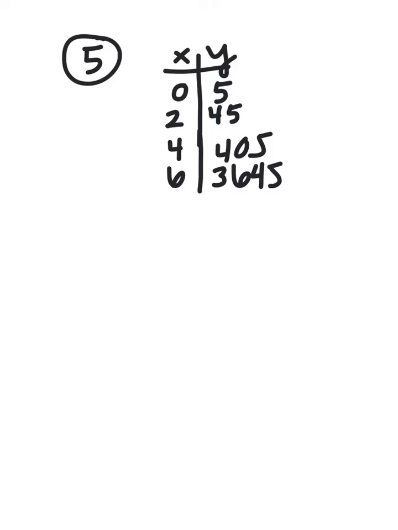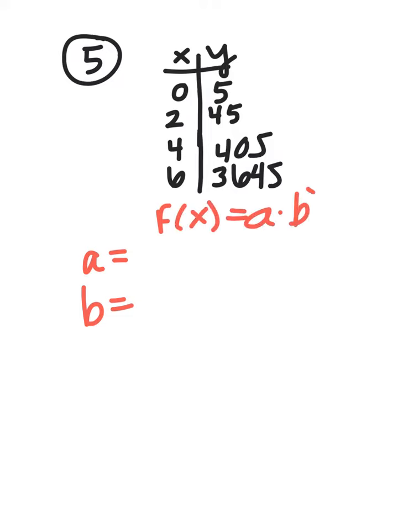Okay, so this problem asks us to write a rule for the function. To do that, I need to find the a value of the table and the b value of the table so that I can write the function in the form f of x equals a times b to the x. So if I do that, first of all, I see that my initial value is 5. So I start with that.